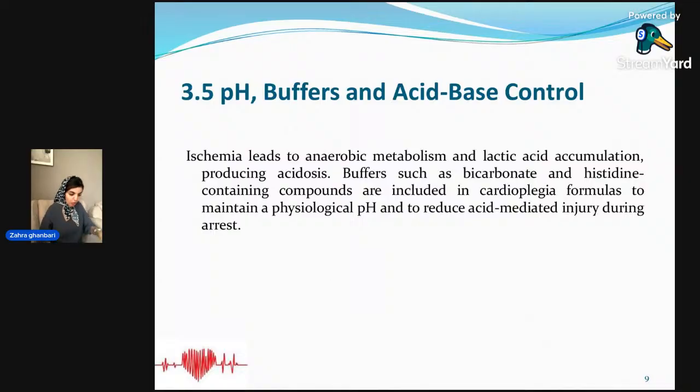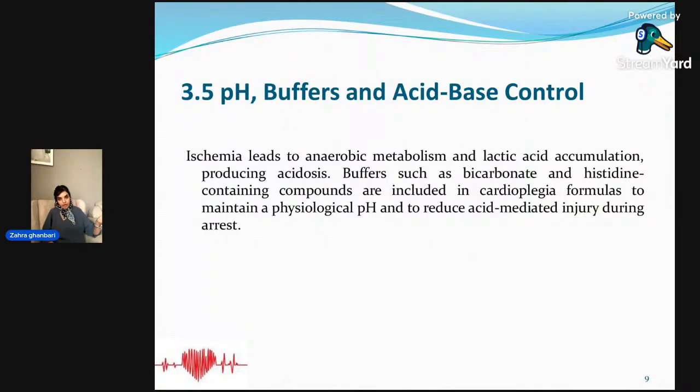And there are two strategies for ABG. One of them is pH stat, and the other is alpha stat. We use pH stat in children, and we use alpha stat in adults. So maybe your question is why. Why is alpha stat better for adults and pH stat better for children? Because when we use pH stat, we consider the temperature.